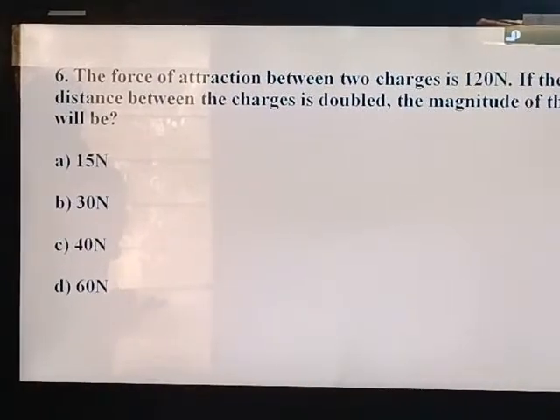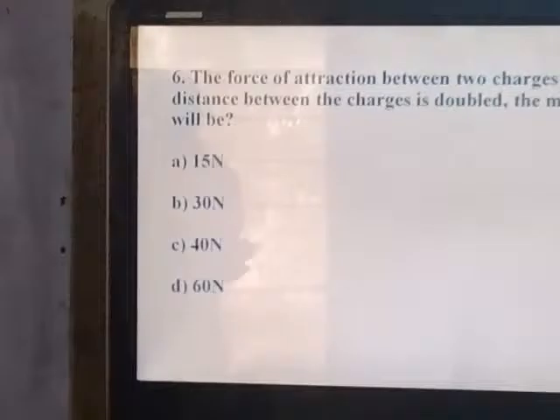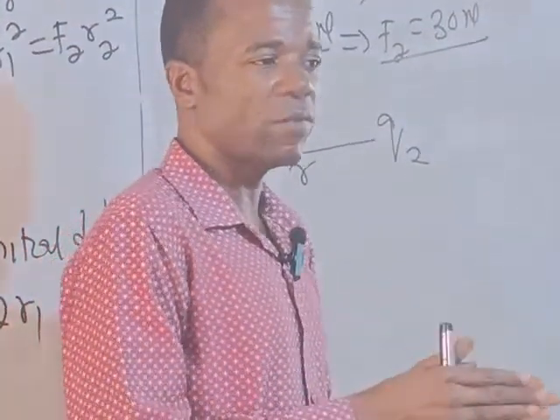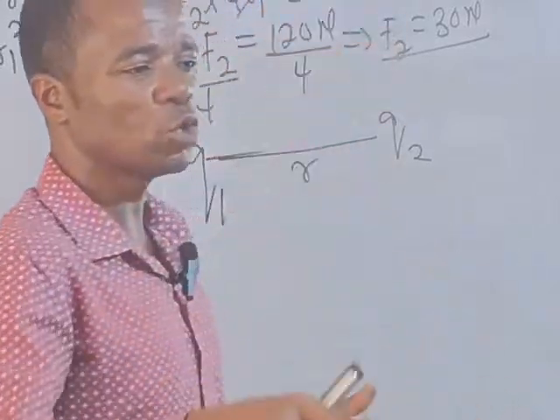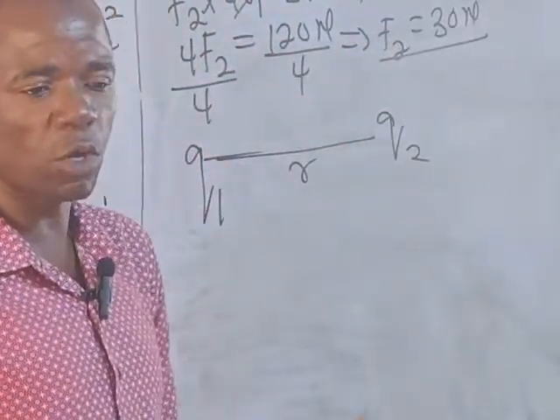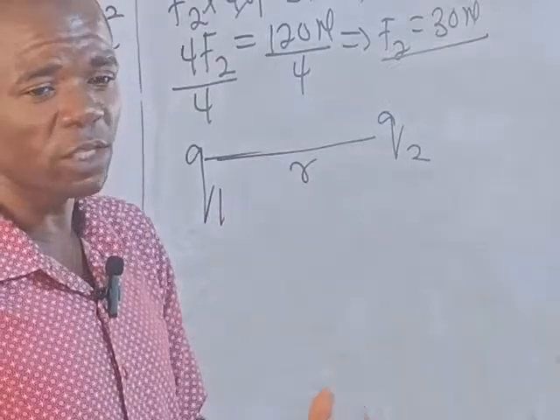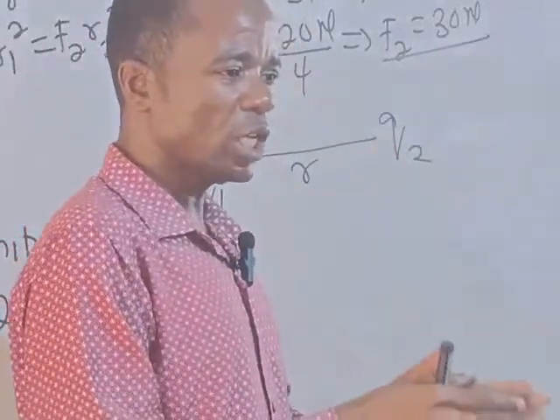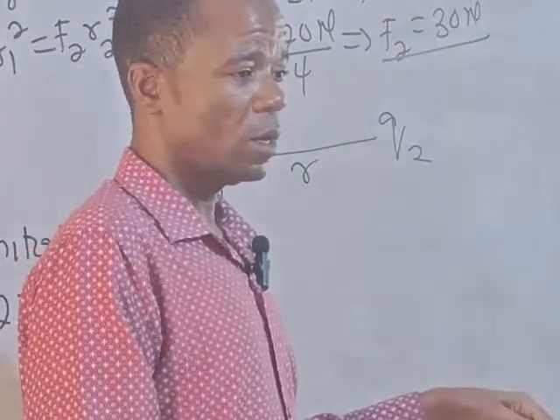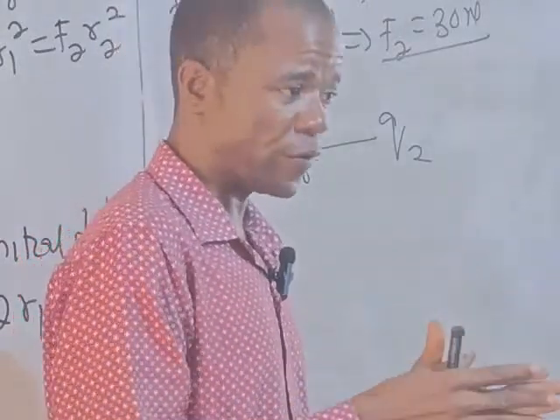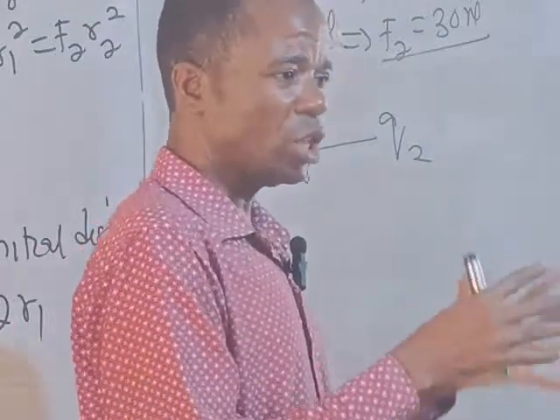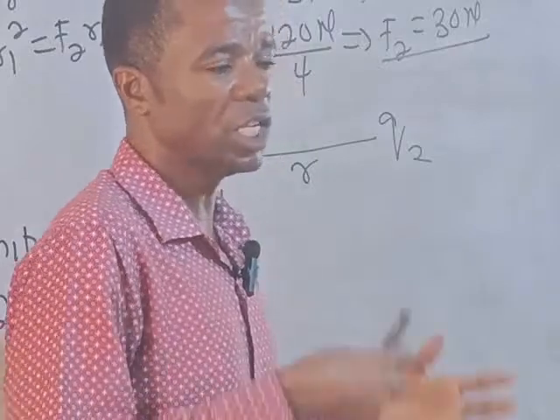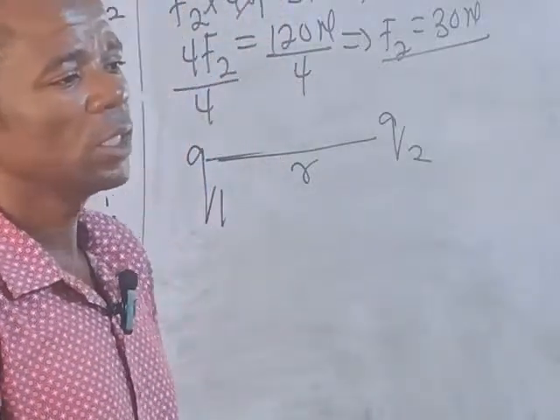The same thing, if you reduce the distance between them by half, that is, you bring them closer, what happens? The force of attraction between them will be quadrupled. What does that mean, quadrupled? Increased by a factor of 4. So when the distance is doubled, the force of attraction is reduced by a quarter. But when the distance between them is halved, the force of attraction between them is going to be quadrupled, multiplied by 4. That is, it increases 4-fold.